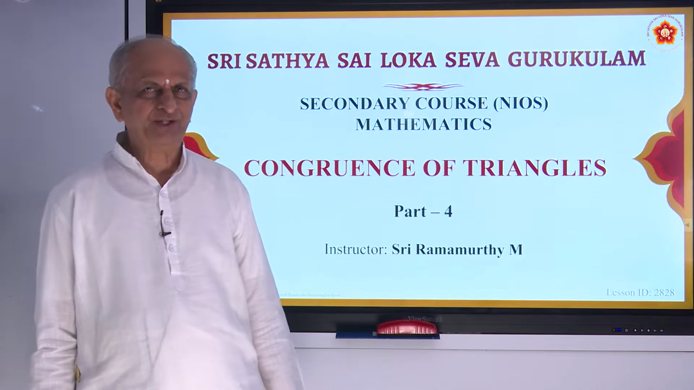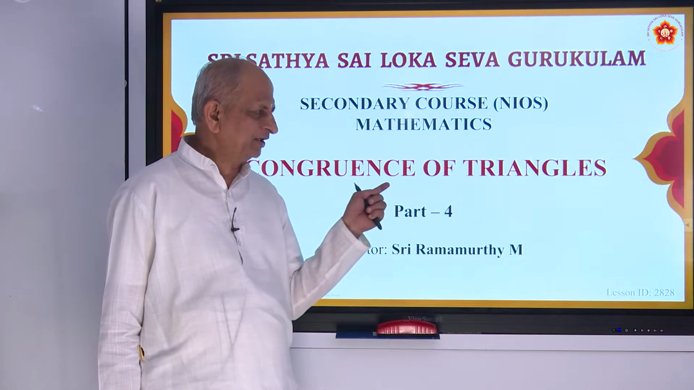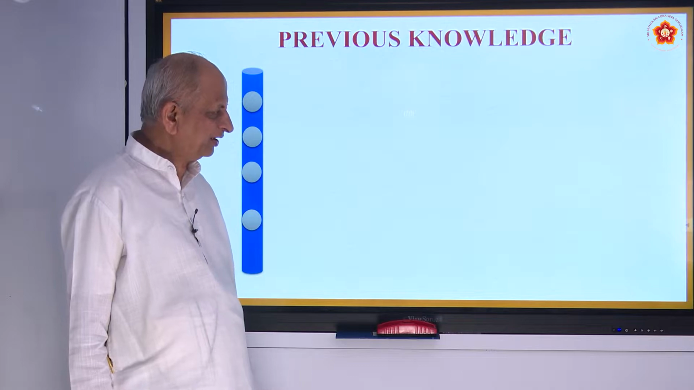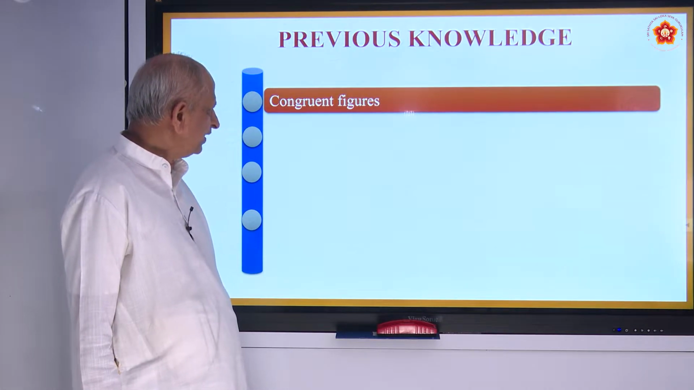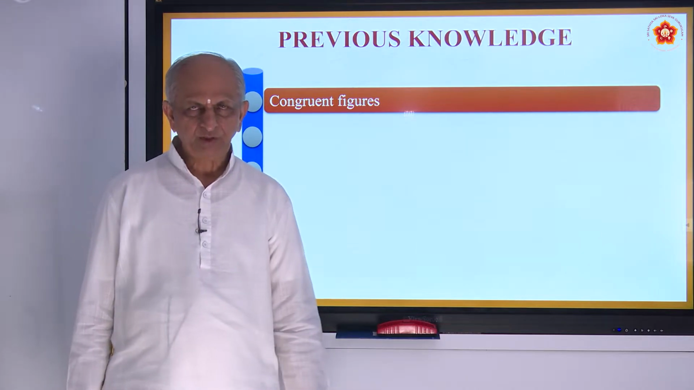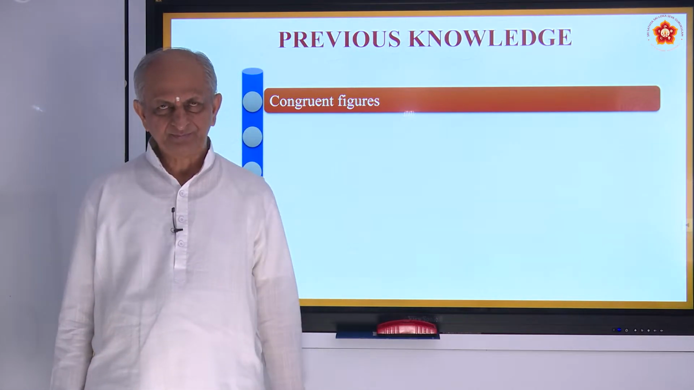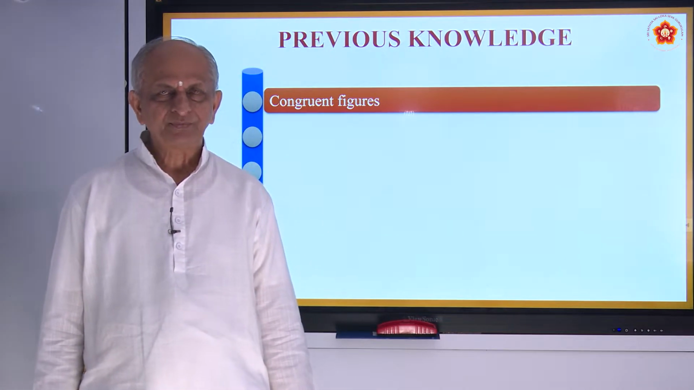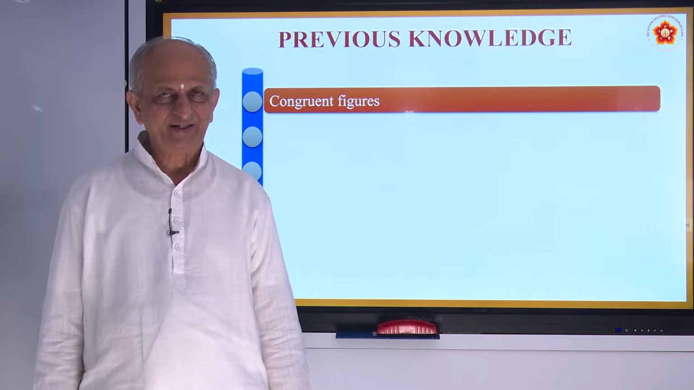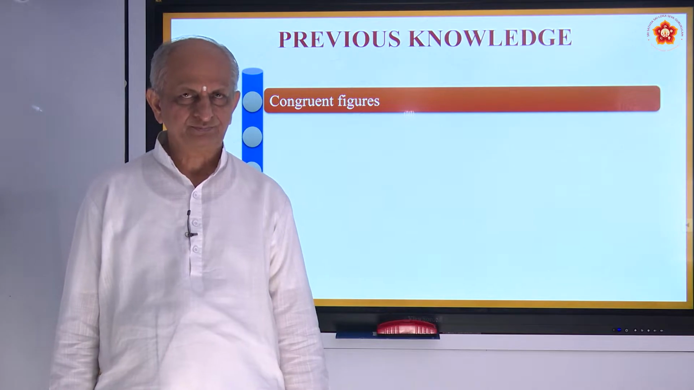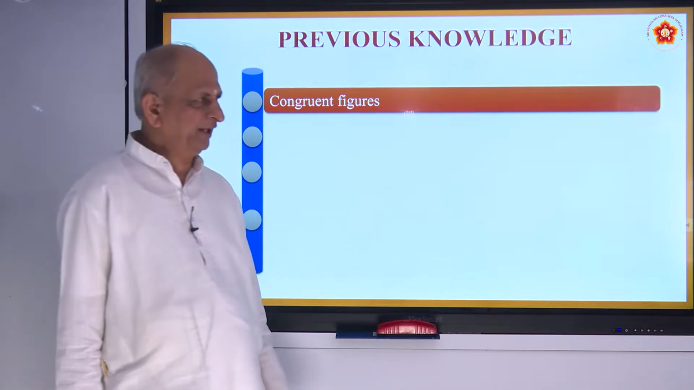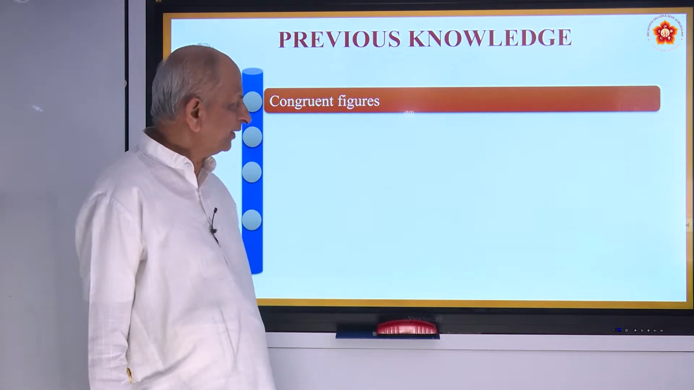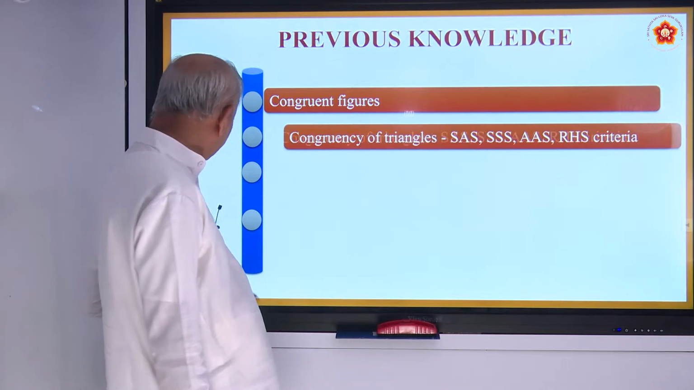Okay. Before we come to today's topic on congruency of triangles, we will just recall what you have studied. We studied about congruent figures. Two figures are said to be congruent when all the angles or sides, corresponding sides are equal. In other words, if you keep that figure on another figure, they should be identically equal. Then we call it congruent figures.